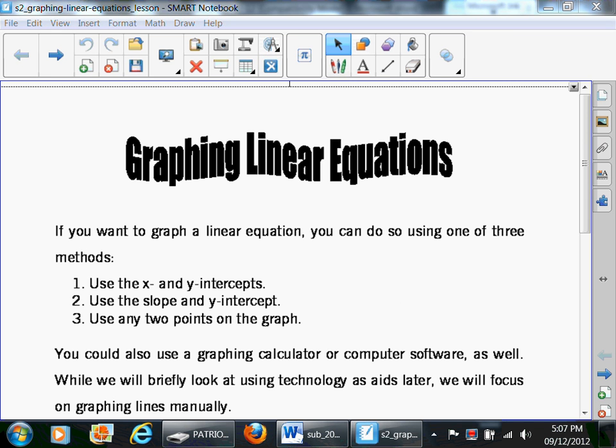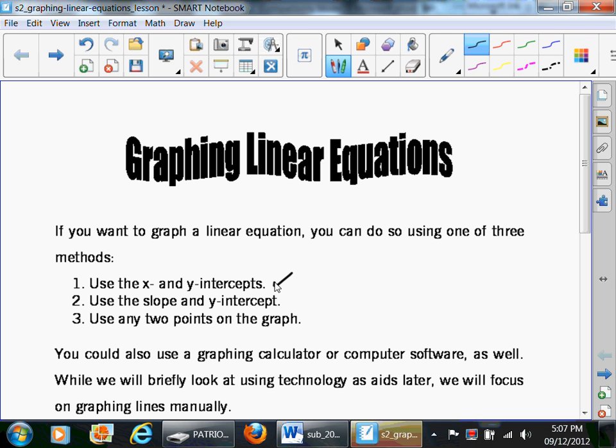Hi grade 10s. Today we're going to look at graphing linear equations. If you want to graph a linear equation, we can do it using one of three methods. We can use the x and y intercepts, we can use the slope and the y-intercept, or we can use just any 2 points on the graph.